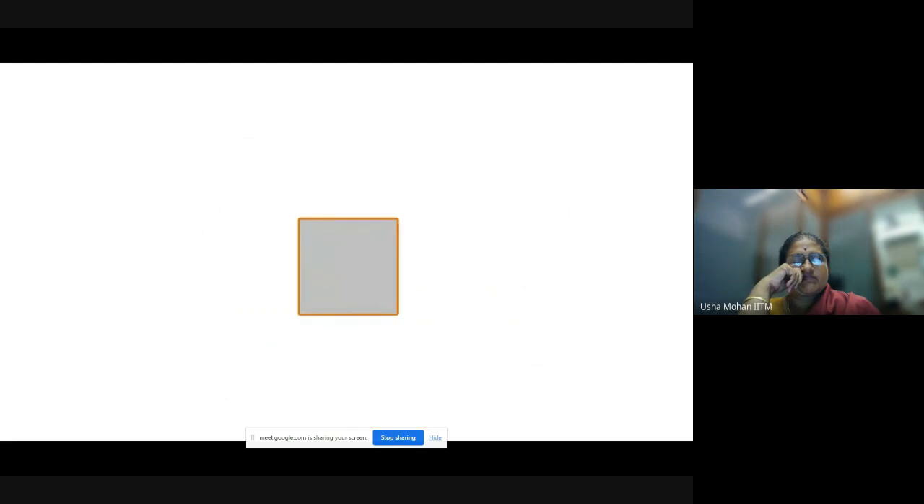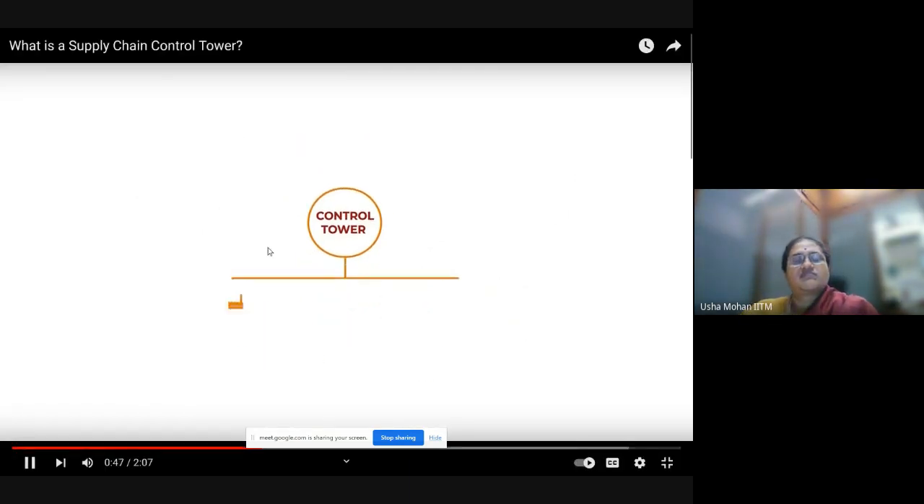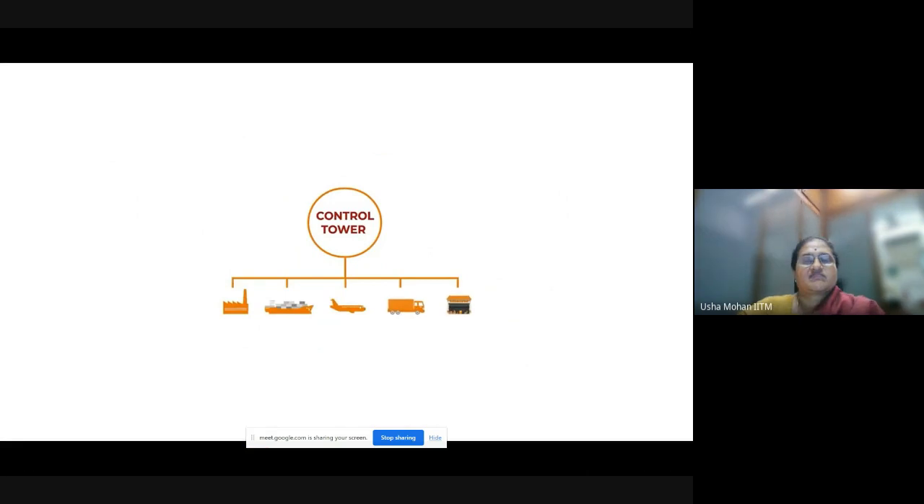Think of it as a centralized hub containing all the technology, organization tools, and processes needed to capture data from all stages of the supply chain, from the manufacturer to the final customer.